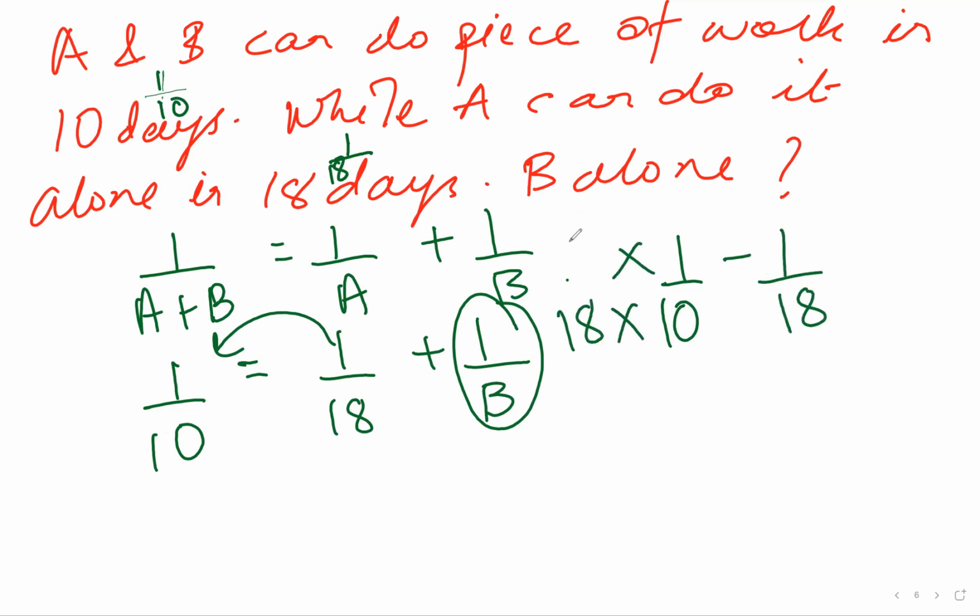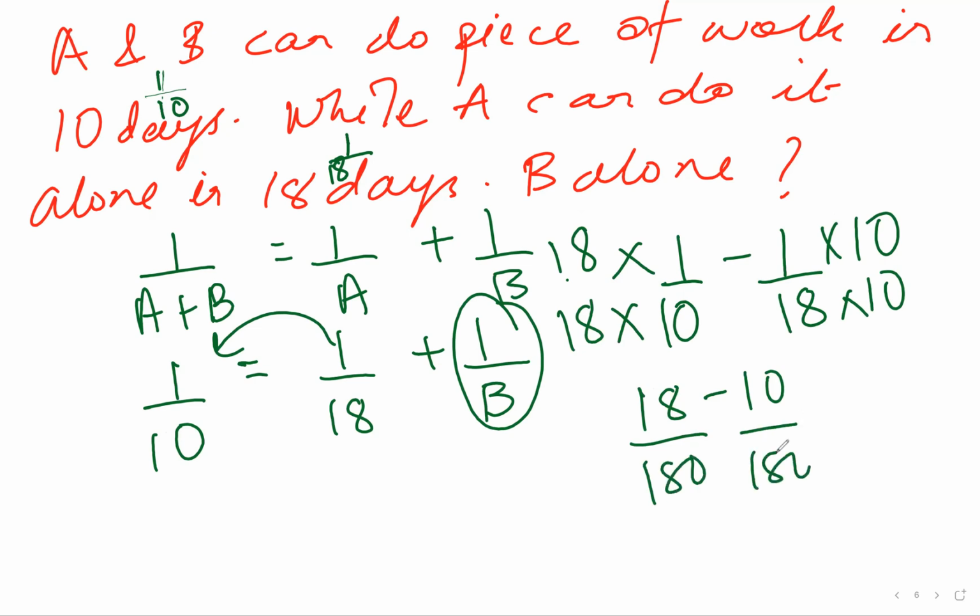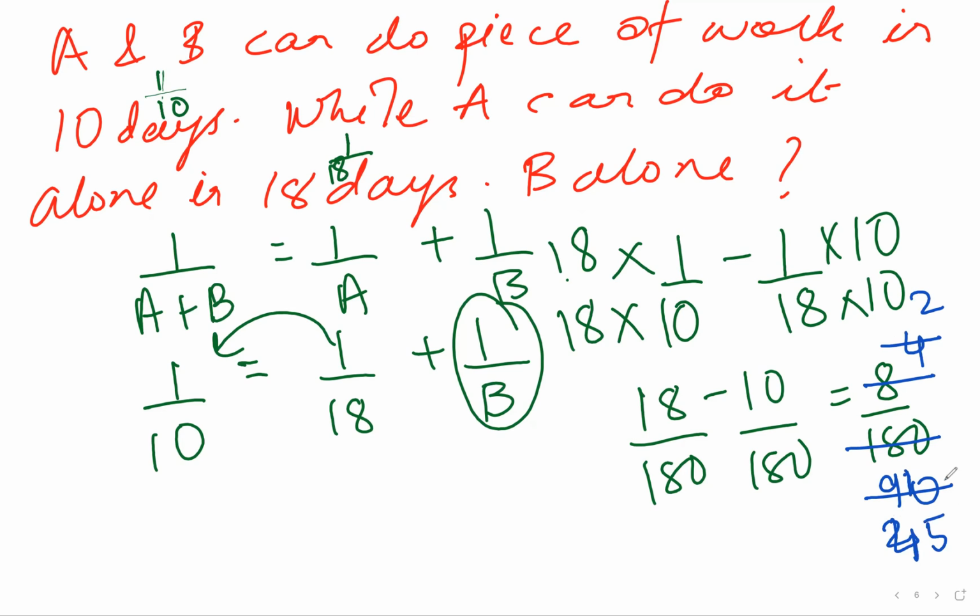Into 18, into 18, into 10, into 10. 18 minus 10, 180. So 8 over 180. This is a proper fraction, but with a proper fraction reducing is important, so we will reduce. 2 4s are 8, 2 9s are 18, 2 2s are 4, 2 5s are 10. So the answer will be: they will finish the work in 2 over 45 days.